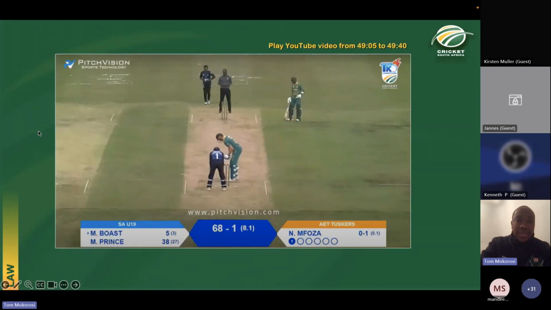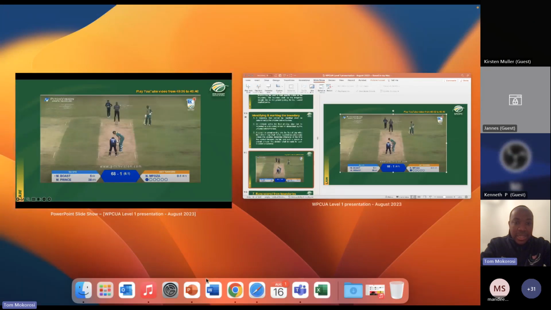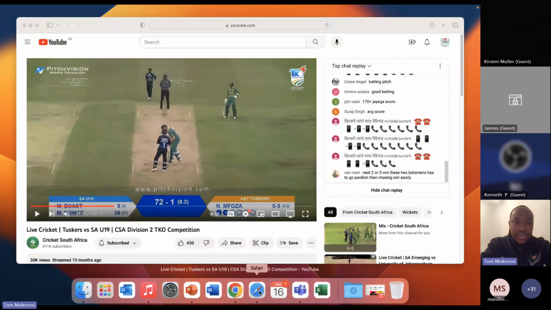So let's have a look at a match in Pietermaritzburg. This was in October 2022. South Africa under-19 were playing against the home side, the KwaZulu-Natal Inland Tuskers, and a boundary was hit. Let's watch carefully and also listen carefully to the commentary by the commentators.